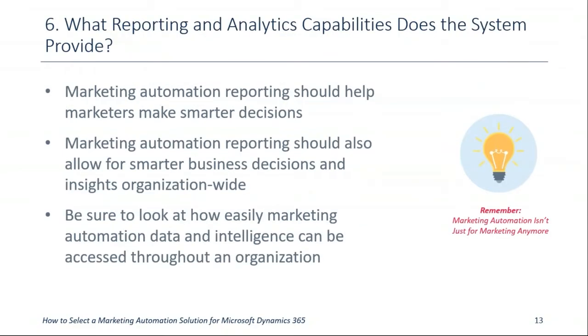Now, what reporting and analytics capabilities does the system provide? Marketing automation reporting was once evaluated on whether it could help marketers make smarter decisions. But marketing automation isn't just for marketing anymore. Marketing automation solutions today should allow for smarter business decisions and insights organization-wide. Look at not only the reporting and analytics capabilities available in a solution, but also how easily that data and intelligence can be accessed throughout an organization, in particular for those in sales, customer service, and executive roles.